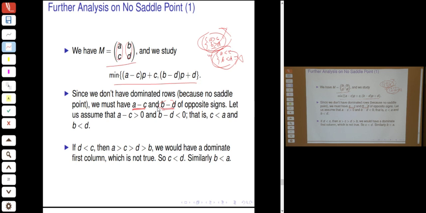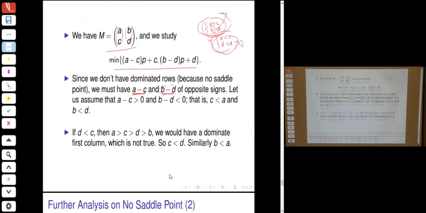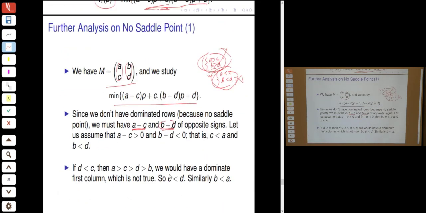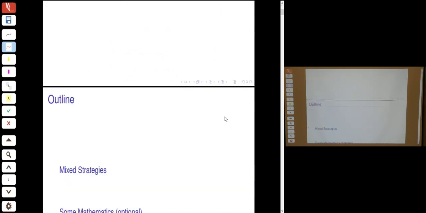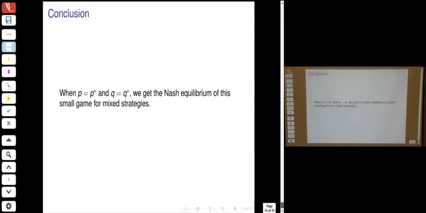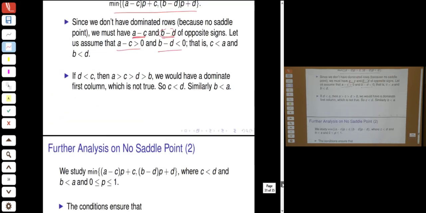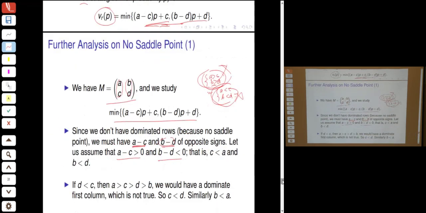So let us assume that one of them has to be positive, one of them has to be negative. So let us assume that A minus C is positive and B minus D is negative. So this means that C is smaller than A and B is smaller than D. So the inequalities are going in the opposite direction so as to ensure that there is no dominated row.